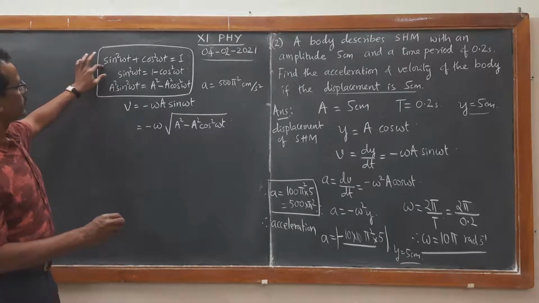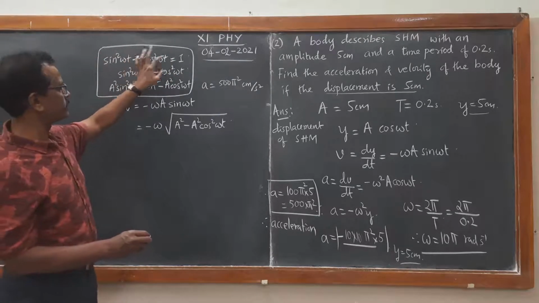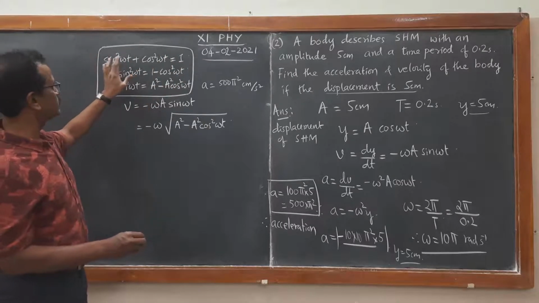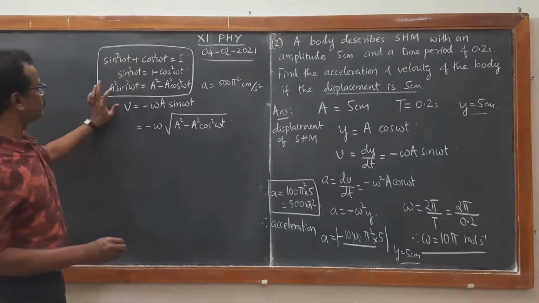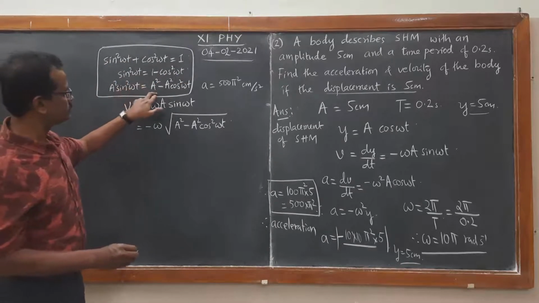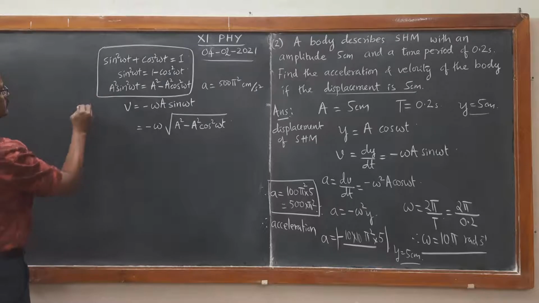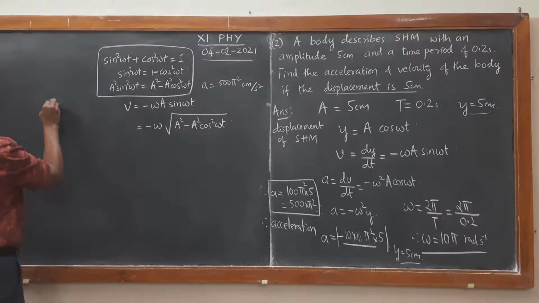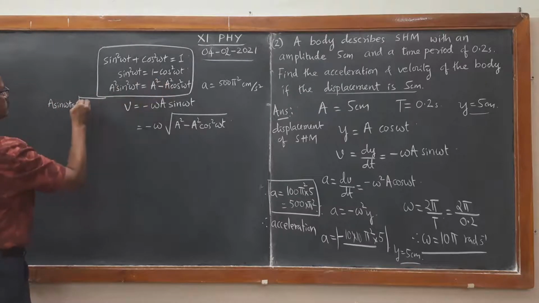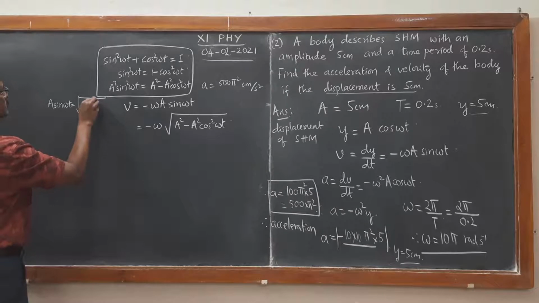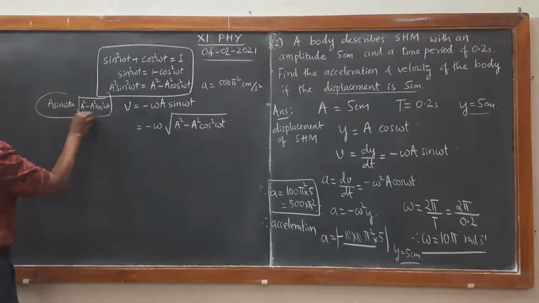A square sin square omega t plus a square cos square omega t is equal to a square, because sin square omega t plus cos square omega t is equal to 1. So multiplying both sides by a square, therefore a square sin square omega t is equal to a square minus a square cos square omega t. If you want only a sin omega t, then taking the square root, a sin omega t becomes equal to the square root of a square minus a square cos square omega t. This is what I have used here.